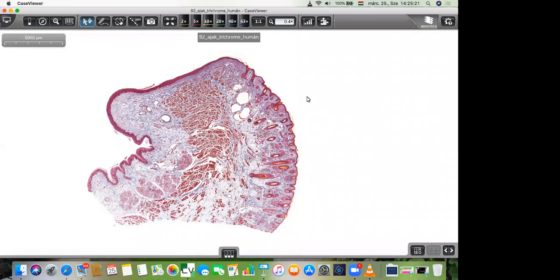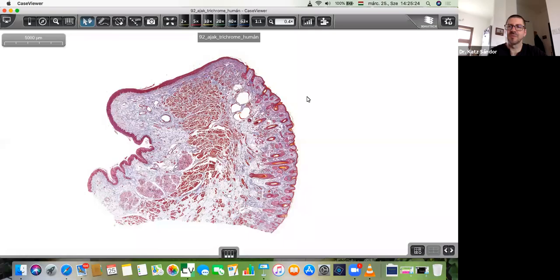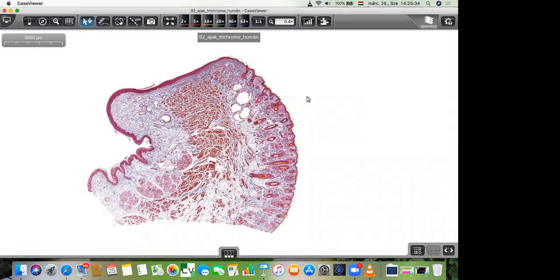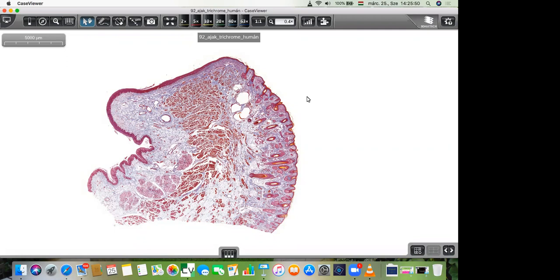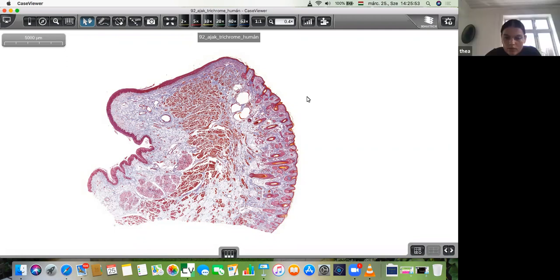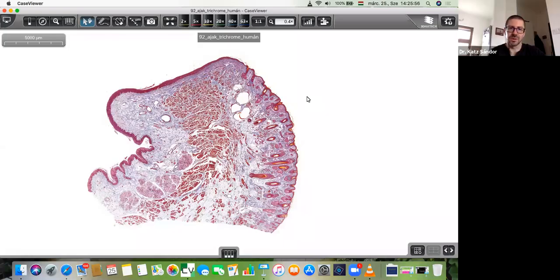Okay. So this is the lip, this is the trichrome staining. Trichrome is a kind of differentiating stain, a differentiating dye. That means the connective tissue fibers are well presented, and nuclei are darkly stained. Connective tissue, I mean the collagen fibers, appear in a bluish color, and the muscle tissue is red. And the epithelial tissues are also more or less reddish.